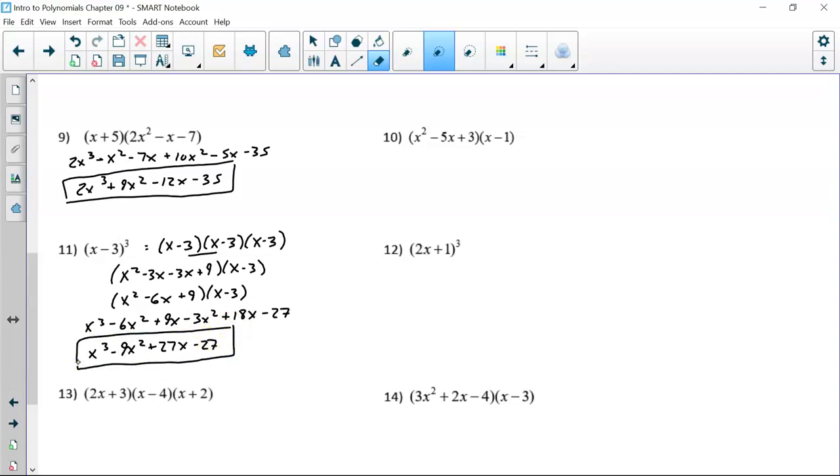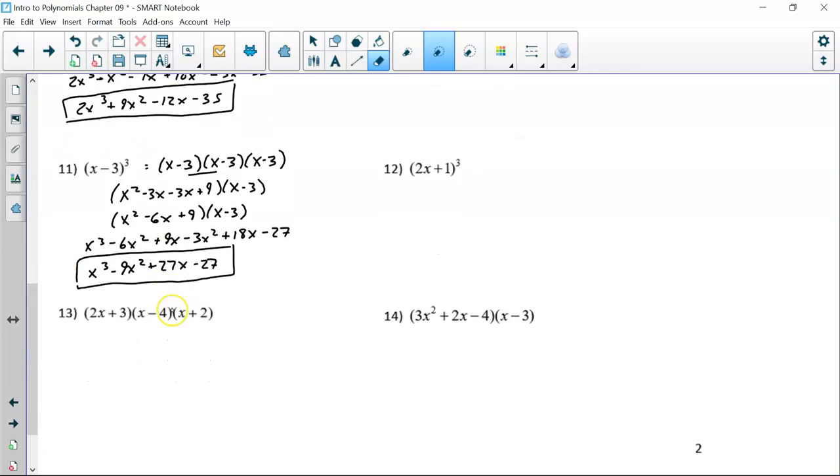And let's just do one more. Let's do problem number 13. It doesn't matter which you multiply first. Just multiply two of them and that answer by the third. I'm going to multiply the first two. So I'm going to get a 2x squared minus 8x plus 3x minus 12 times x plus 2. So I'm going to combine my like terms before I multiply again. So I get 2x squared minus 5x minus 12 times x plus 2.